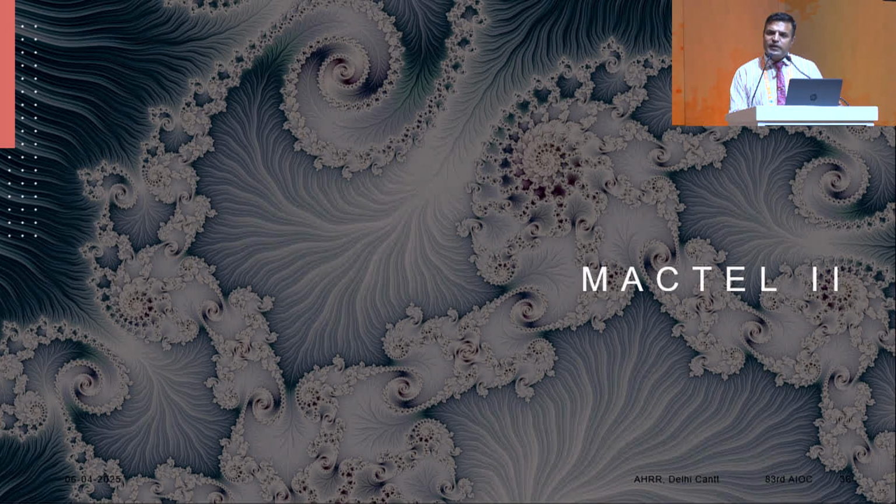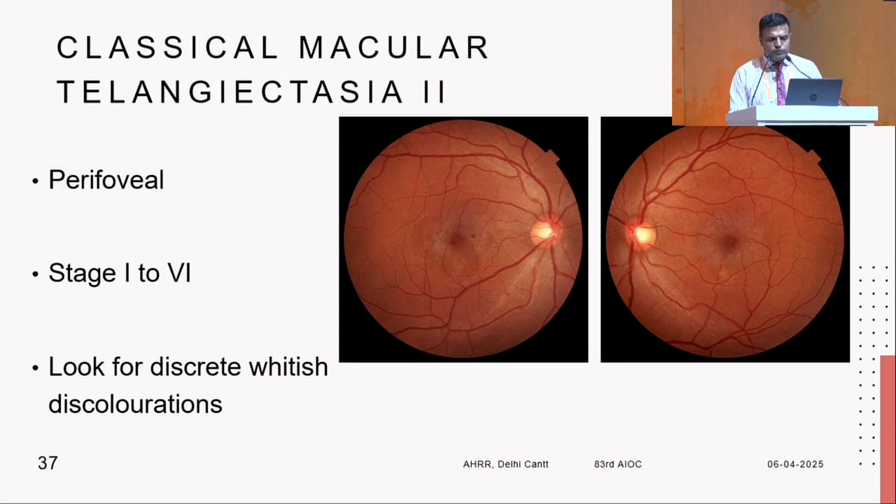Now coming to the second part of my talk, that is macular telangiectasia type 2. As we all know, these are perifoveal grayish areas which appear more temporally than nasally. They have a stage progression over 10 to 15 years, and what one must learn is to look for these discrete white discolorations in the temporal part of the macula to pick up the disease early.